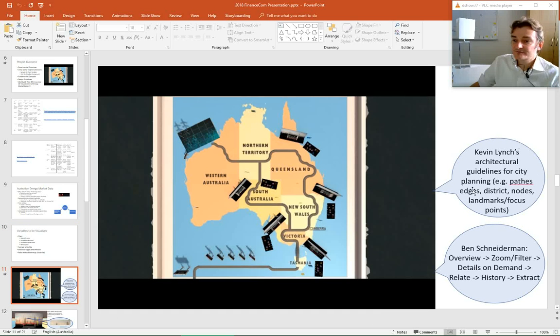You see we already used quite a couple of design guidelines there. One design guideline we used comes from an architect, Kevin Lynch, who gave architectural guidelines, for example, on how to design a city. In a city you always have paths, which are streets, for example. Then you have edges, which could be the ending of the city, because the city is embedded by a river or the coastline, or a mountain or whatever.